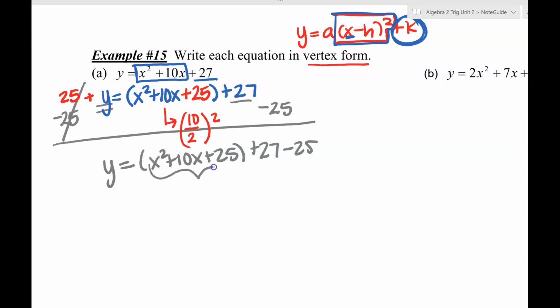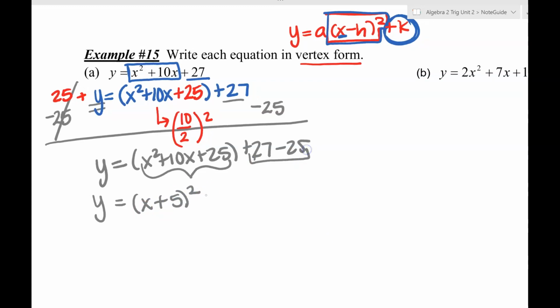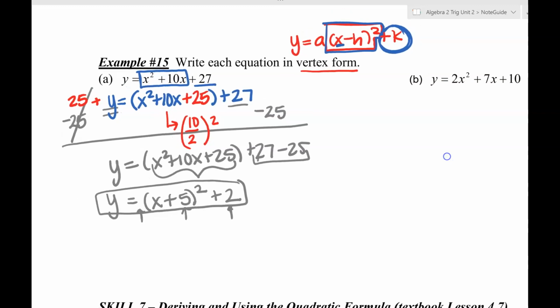Now that should make this factor as a perfect square, and in this case that factors as (x + 5) squared, and then 27 minus 25 is 2, so I get my 2. So my a value is 1, my h is -5 and my k is 2. And then I could go on, if I was directed or needed to, finding the x-intercepts with square roots here or graphing it from its vertex form.